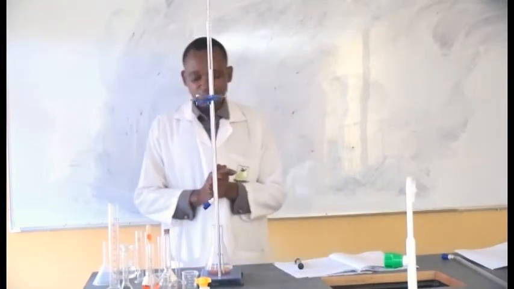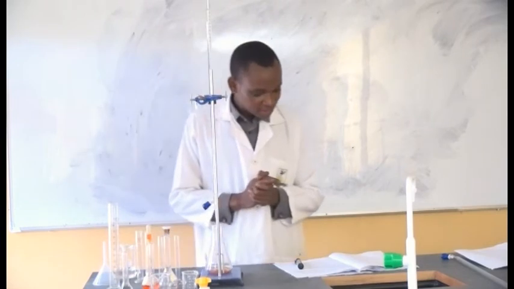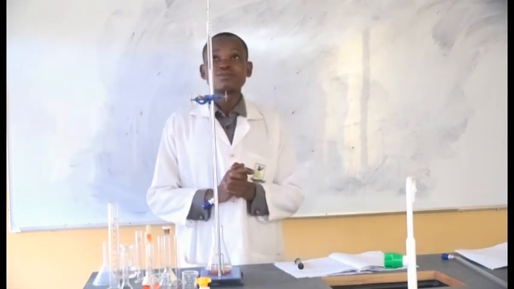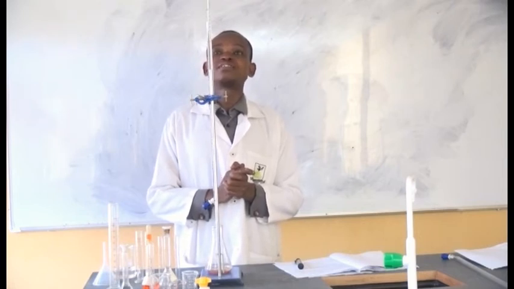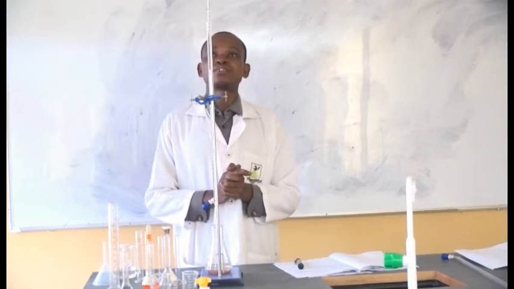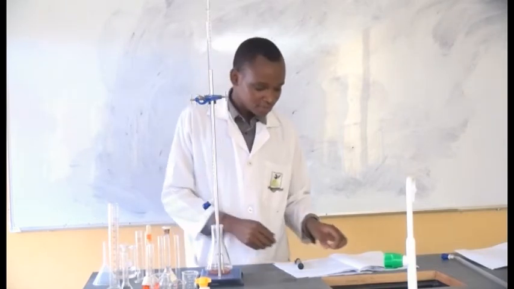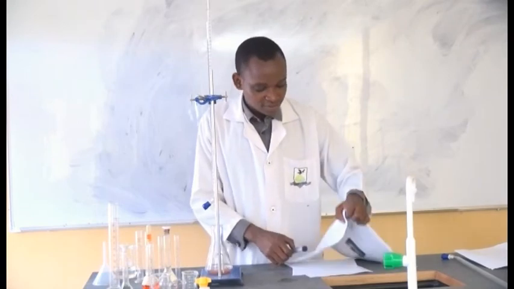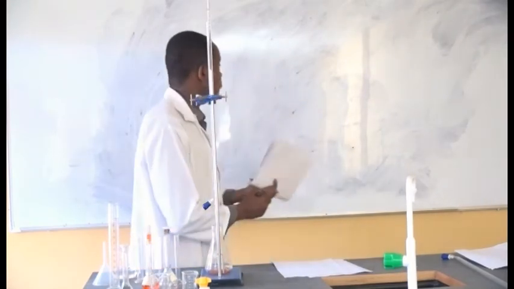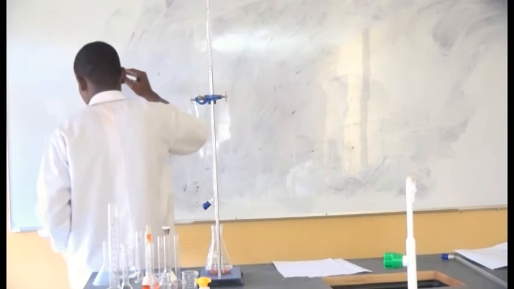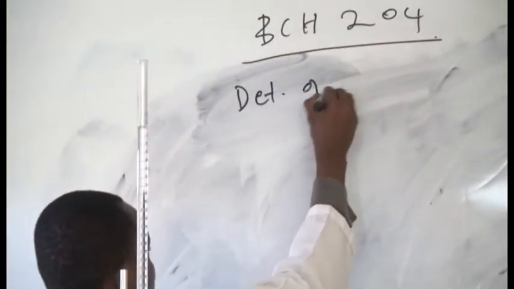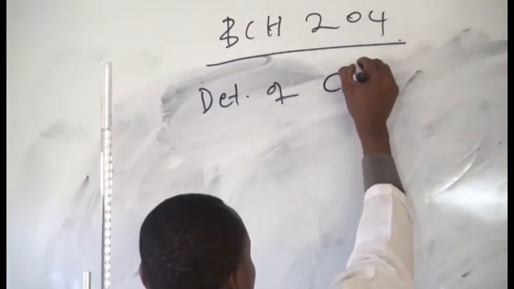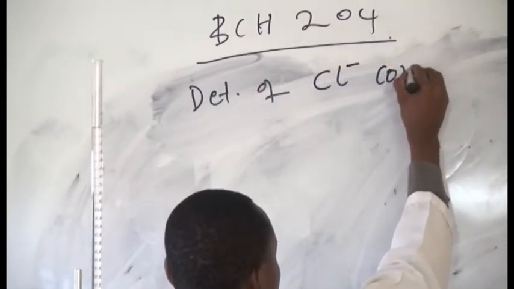Okay, now we look at our reading from our burette. We are having 0.5 cm³ as our titre value. Determination of chloride.